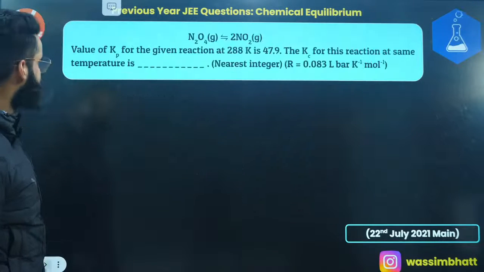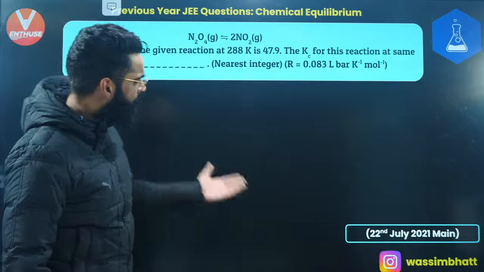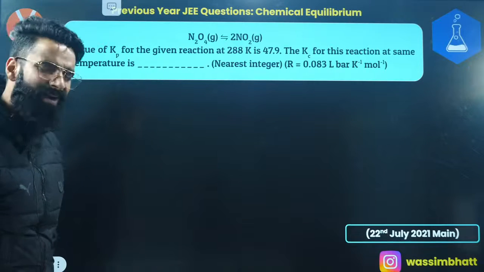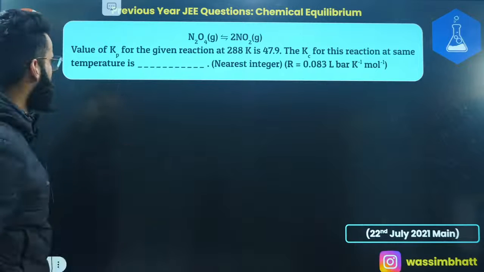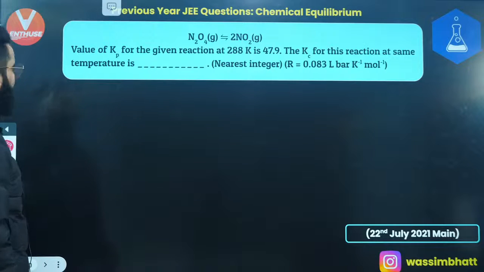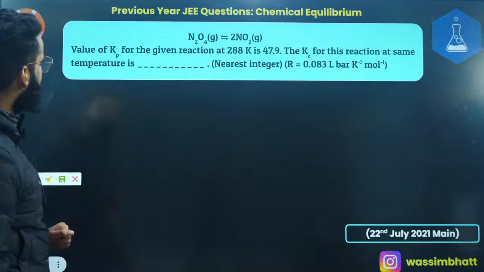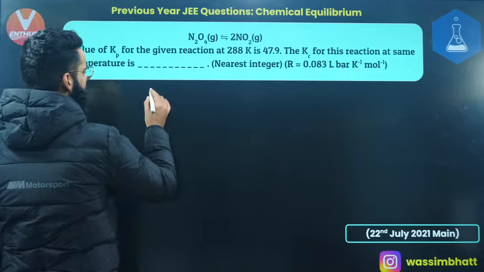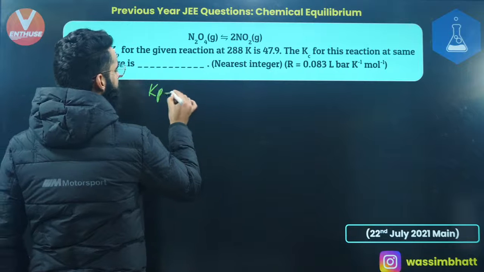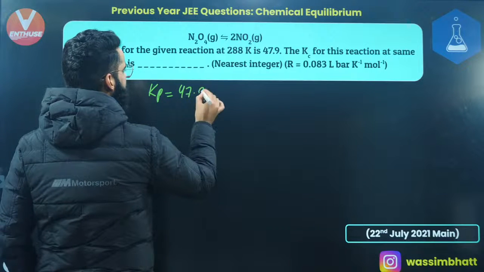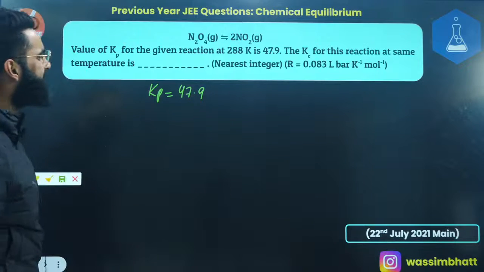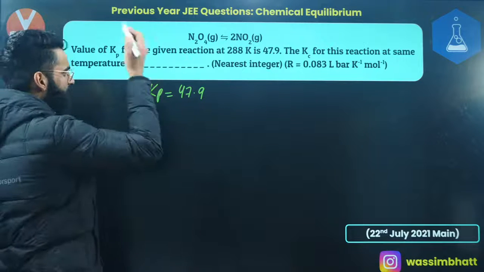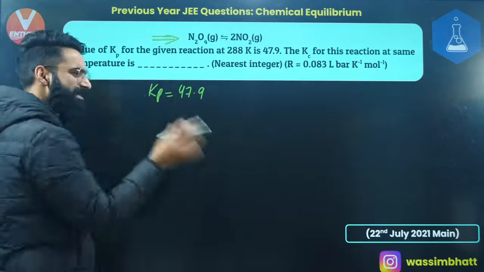See, guys, this is one more question. The question was asked in your 22nd July 2021 JEE Mains, right? Again, a very simple question, and I'm sure you all are going to kill this one. Look at the question carefully. I'm given the value of Kp. Kp value is given to me for the reaction as 47.9. We are supposed to calculate the value of Kc for the same reaction at the same temperature.